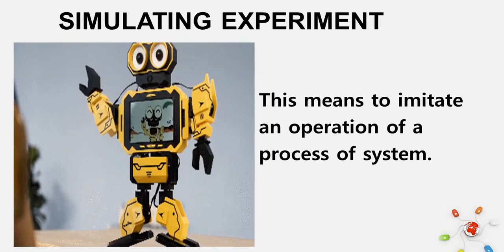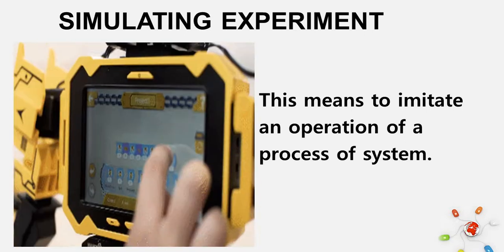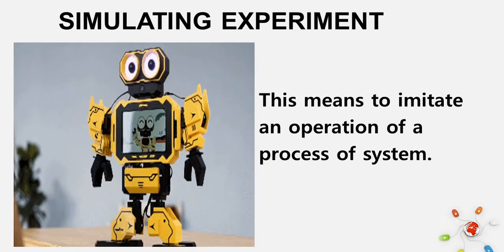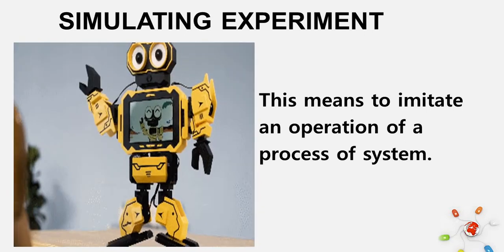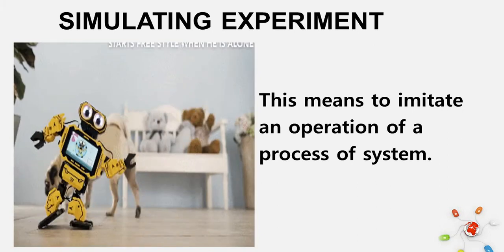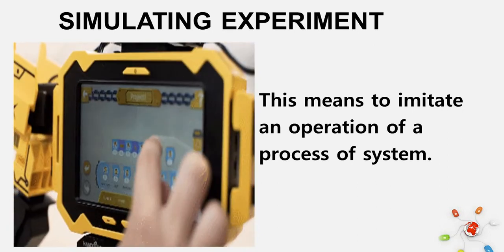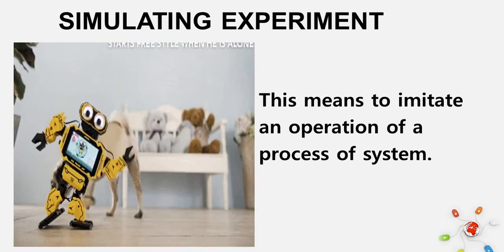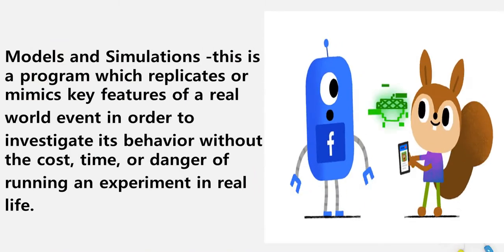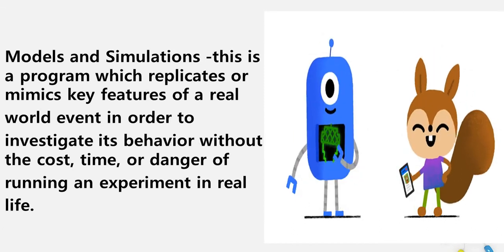So it's a process, but in simulating experiment, we are going to see how we can gather information, but it may not be accurate. We should note that when gathering information, most information does not come accurate, especially when you are doing research. Now, models and simulation.